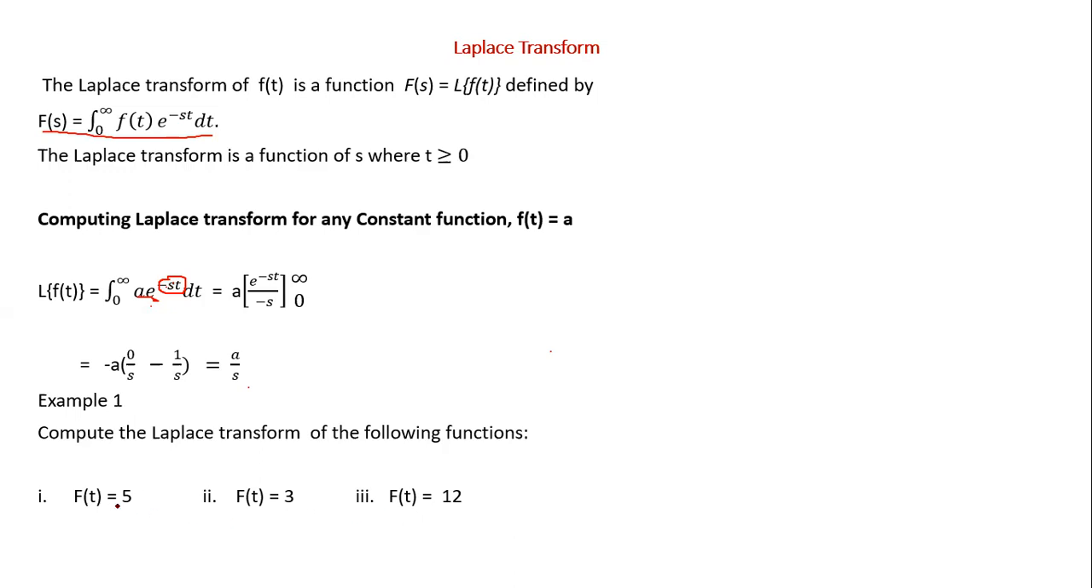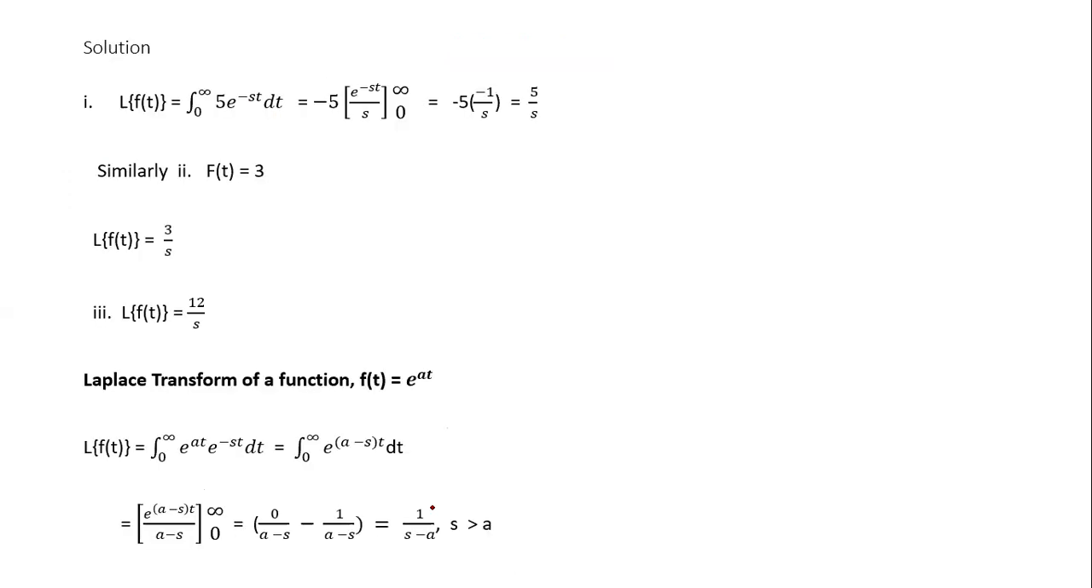Here you can see that our a is 5. Therefore, if we go straight to this, we can say that the Laplace of 5 is equal to 5 over s. Simple. Here also the Laplace of 3 is equal to 3 over s, and the Laplace of 12 becomes 12 over s, because they are all constants like a.